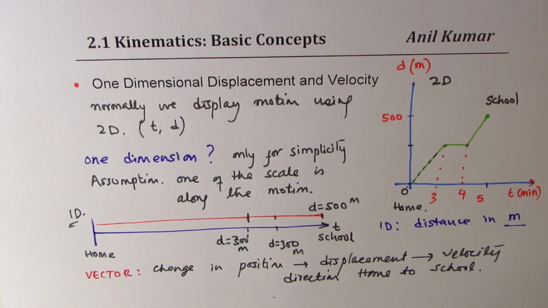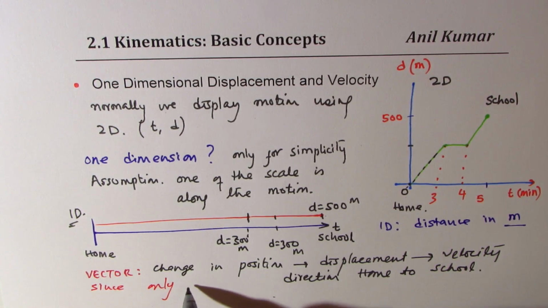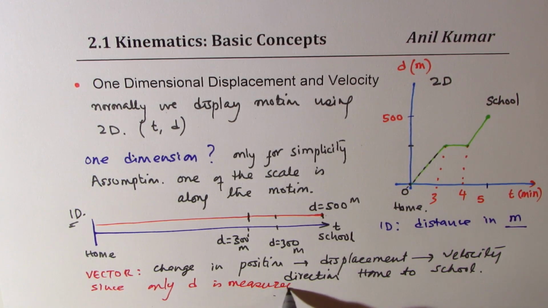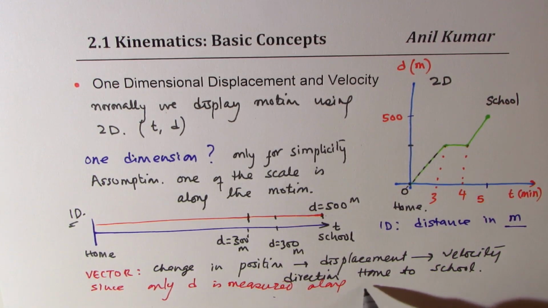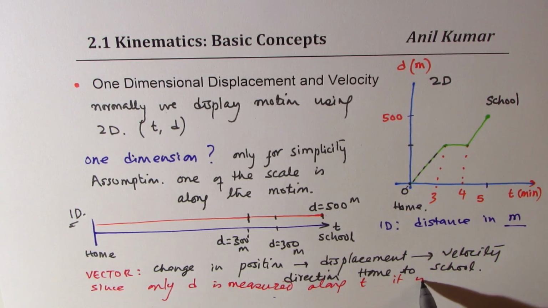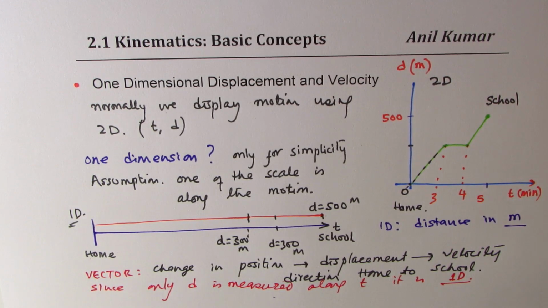So we are measuring the distance only. Since we are measuring only distance, it becomes one dimensional, right? So let me rewrite here. Since only d is measured along t, so along t is fixed, it is one dimension, right? So we'll keep this concept in mind as we move forward. So I hope that is clear, right?